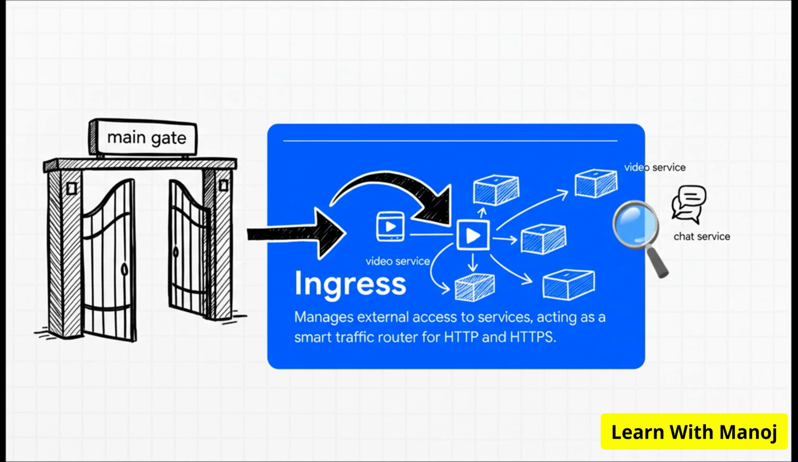So if a service is the door to a single group of pods, what's the main gate to the entire shipping yard? Well, that would be Ingress. Ingress is the master traffic controller for every single request coming from the outside world. It's basically a set of smart rules that says, hey, if a request comes in for app.com/video, send it to the video service. But if it's for app.com/chat, then send it over to the chat service.